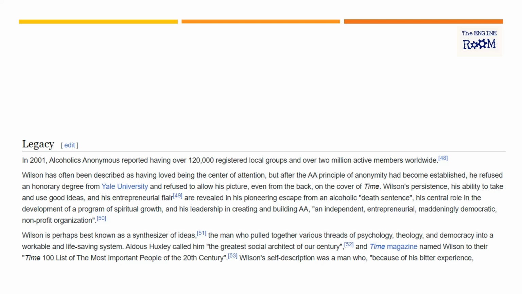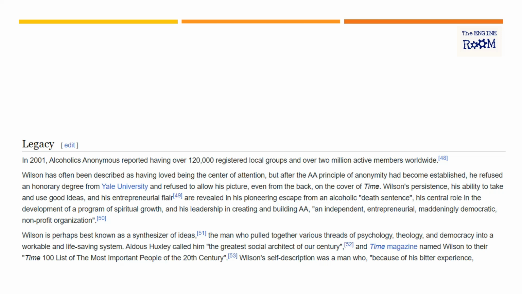And this, of course, is very much underpinned by Concept 4. It continues: Wilson is perhaps best known as a synthesizer of ideas, democracy obviously being one. The man who pulled together various threads of psychology, theology, and here it comes, the one we don't talk as much about, democracy, into a workable and life-saving system. And I guess the system being implied there is the 3 legacies, not just the 12 steps.